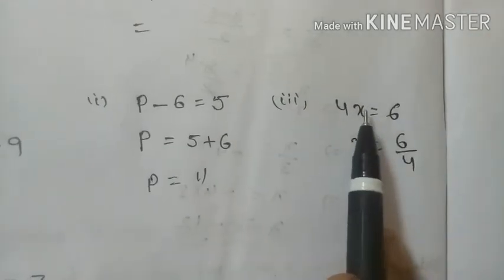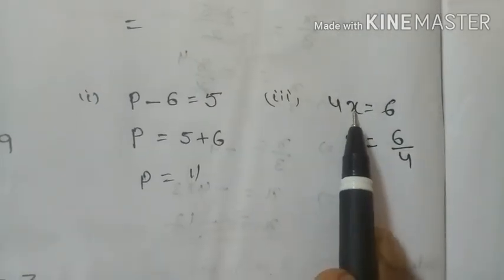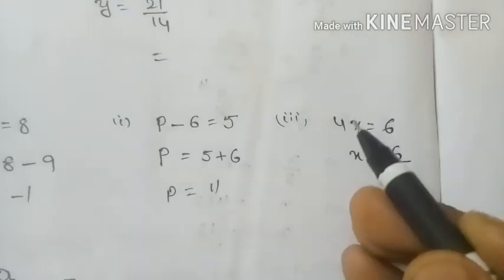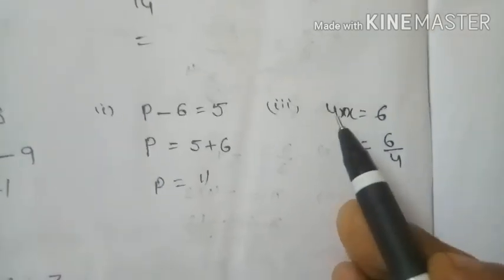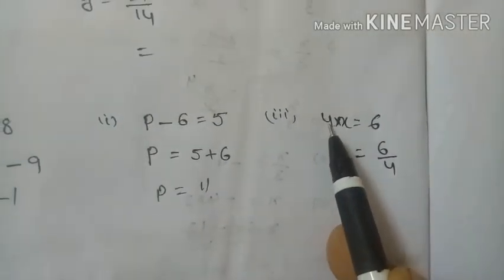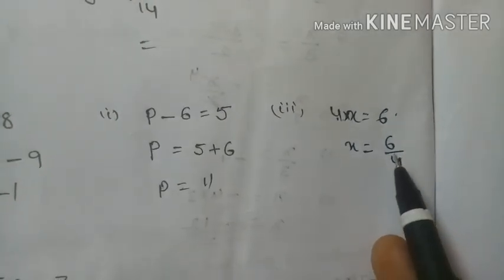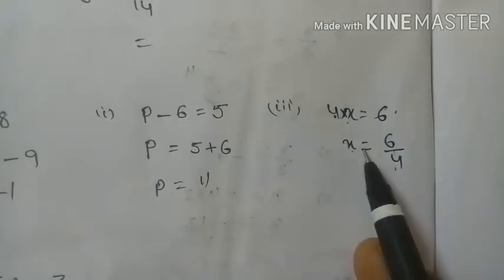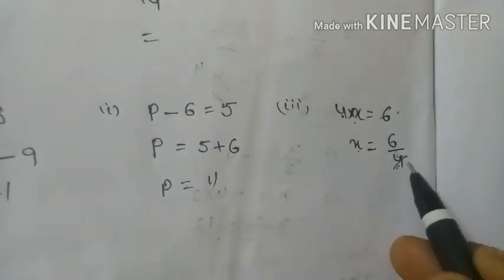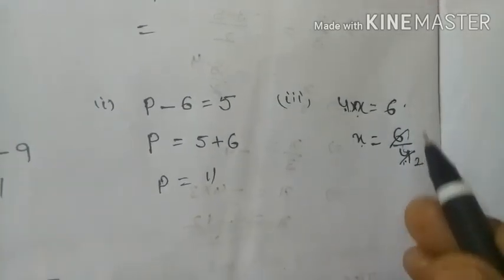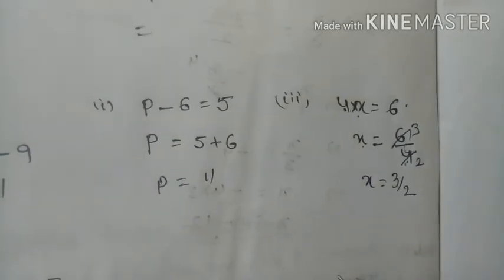Next, here 4x is equal to 6. What is the variable? x. So what is 4? 4 is multiplied with x. So if you transpose 4 from LHS to RHS, it becomes division, that means by 4. Then x is equal to 6 by 4. Then it is possible to calculate. 2 2s are 4, 2 3s are 6. So x is equal to 3 by 2.